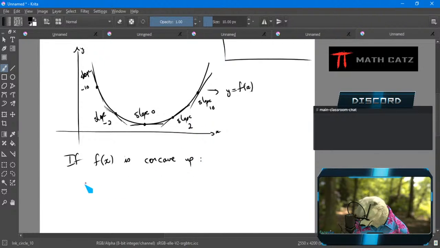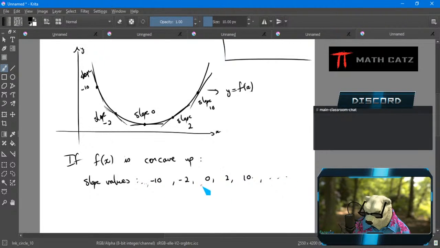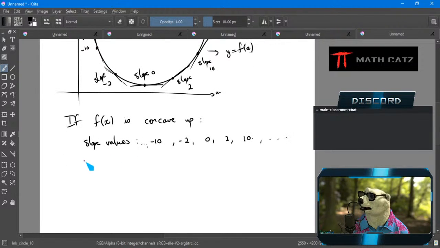Just examples. So in this situation, I have slope values among many others. They go -10, -2, 0, 2, 10, and of course they keep going, and there's stuff in between and whatever. This sequence of numbers is an increasing sequence. Increasing, right? They're getting bigger. Increasing slope values.